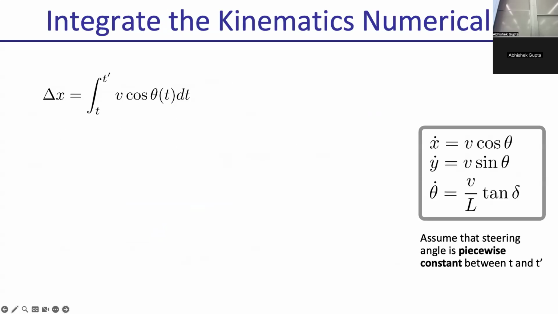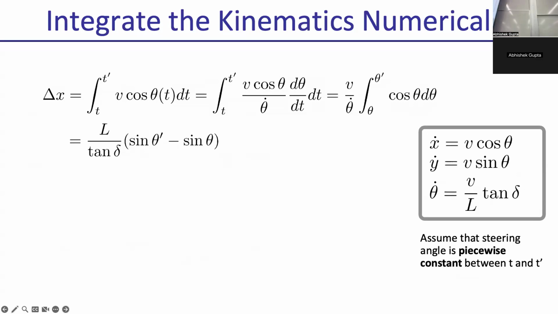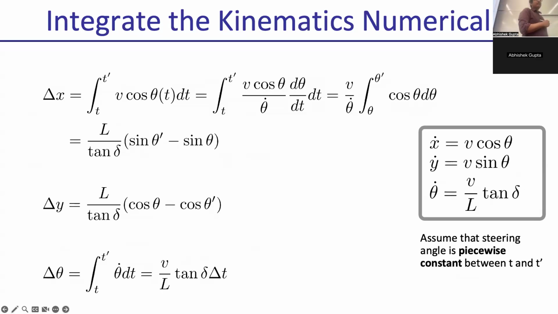Then we just integrated those terms. The only thing to remember here is that you want your function and your integral to be in the same variable, right? So you just did essentially the chain rule, right? You just multiplied and divided by theta dot. The only assumption here is that theta dot does not change in your interval. That gives you delta x, delta y, and delta theta.